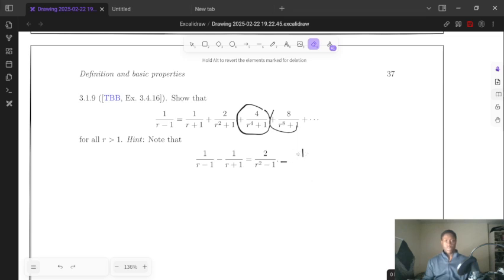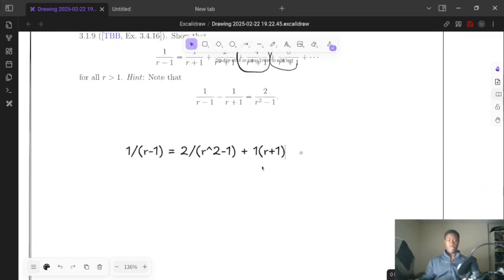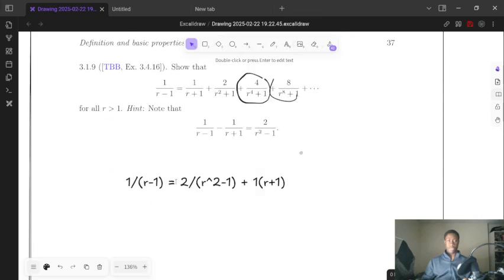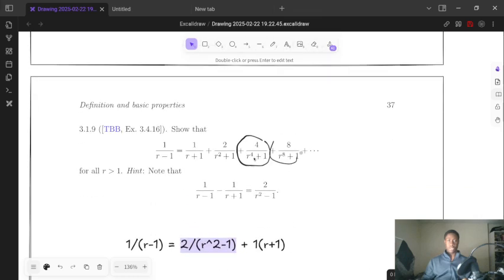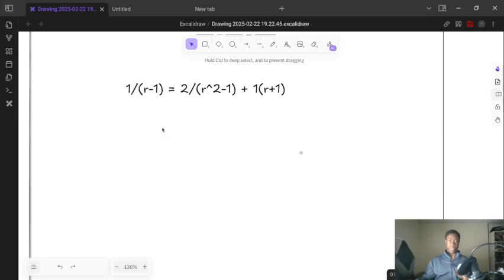So, 1 over r minus 1 by the identity is equal to 2 over r squared minus 1 plus 1 over r plus 1. So we don't need to touch this part because it's already as we want it. But this part here, what can we do with it? Well, just observe that we have 4 to the r squared there, which is 4 to the r, 4 to the r plus 1 minus 1.